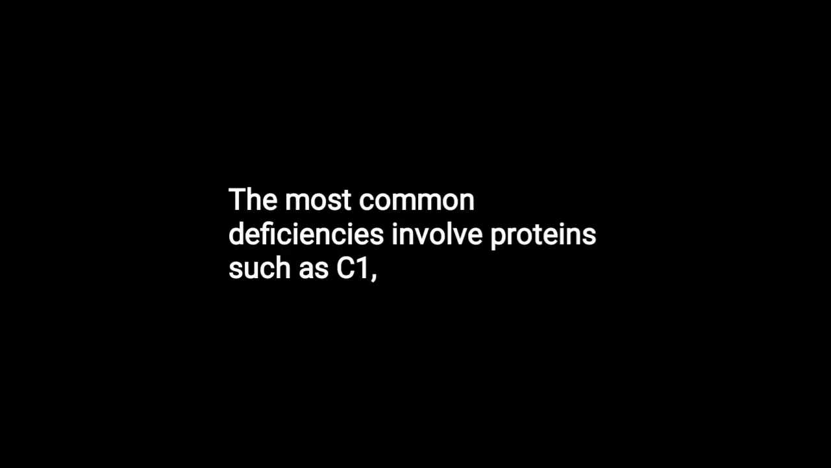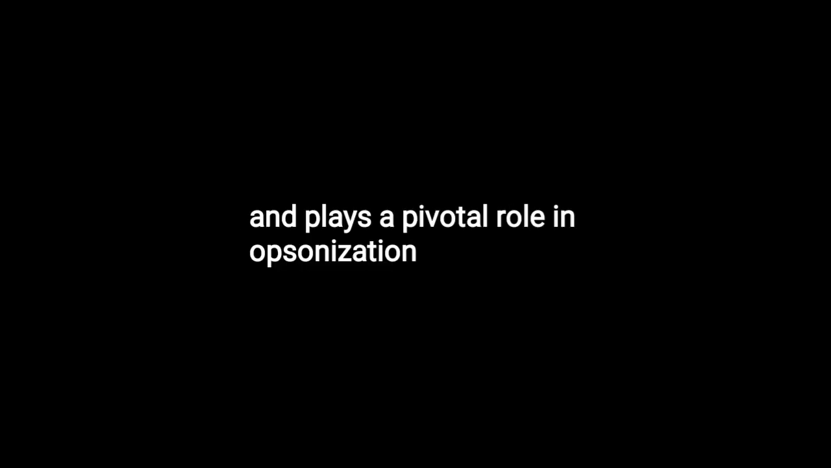diseases. There are several types of complement deficiencies, each associated with specific components of the complement system. The most common deficiencies involve proteins such as C1, C2, C3, and C4. For example, C3 deficiency is particularly severe because C3 is central to the complement pathway, and plays a pivotal role in opsonization and the formation of the membrane attack complex.